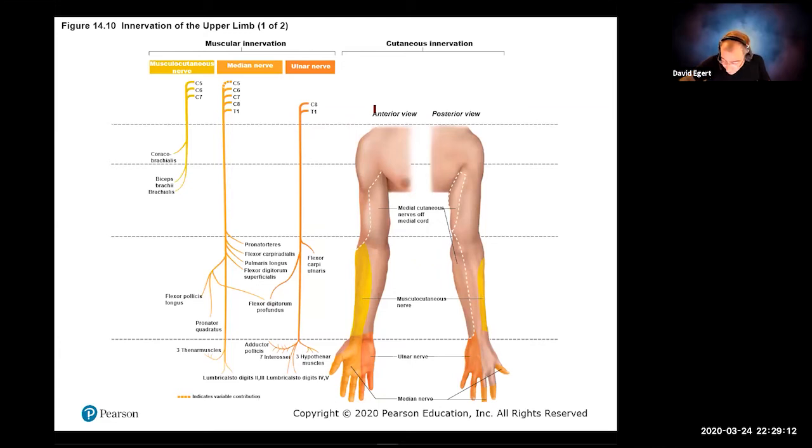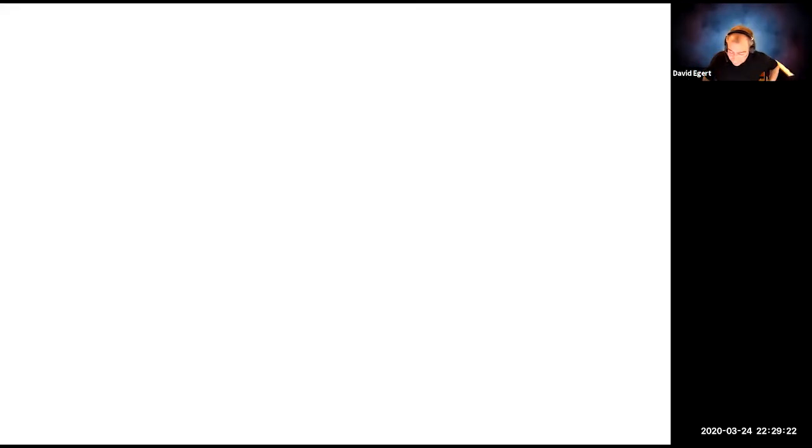So to the whiteboard. Okay. I'm going to do my best to make this make sense. So we're going to start with some spinal nerves, C5, C6, C7, C8, and T1.